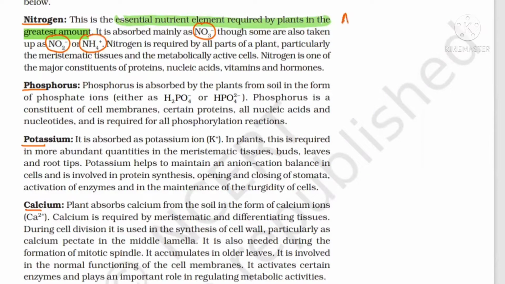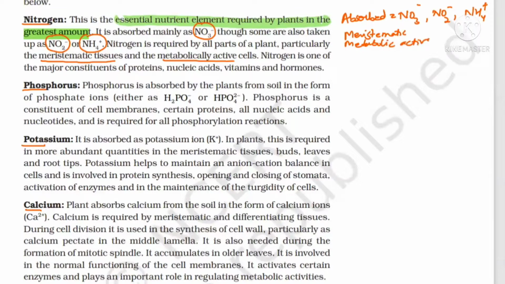Okay, so you can make a note this way: absorbed as nitrate, it can be absorbed as nitrite, and can be absorbed as ammonium ions. So this is the mineral ion which can be absorbed in the plus form as well as the minus form, meaning cationic form and anionic form both. It is required by all parts of the plant, especially meristematic tissues, which are dividing, and metabolically active tissues, which actually have more enzyme work.